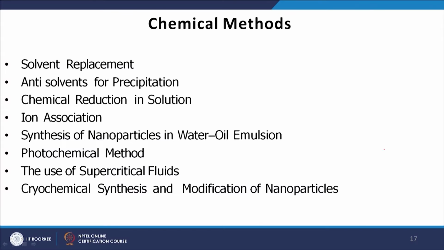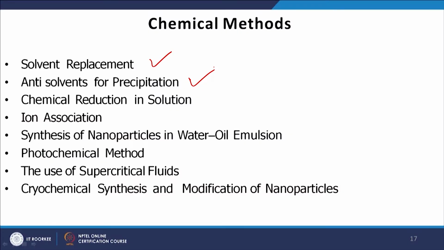Okay, another type of method is the chemical method. Now, there are several kinds of chemical methods. For example, solvent replacement. Basically, you dissolve your material in one kind of solvent where it dissolves well, then I can put in an anti-solvent which has a huge polarity difference with the parent solvent, and the anti-solvent will gradually replace the parent solvent. Anti-solvent for precipitation: let us say I take an arbitrary material A and dissolve it in some organic solvent, let us say dimethylformamide, DMF, and then I take another solvent which does not mix with DMF.